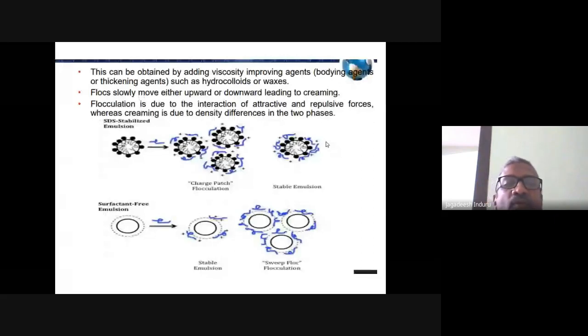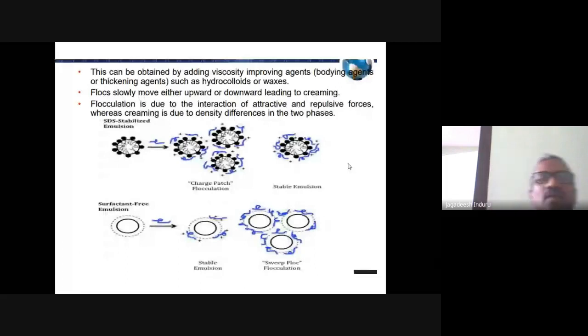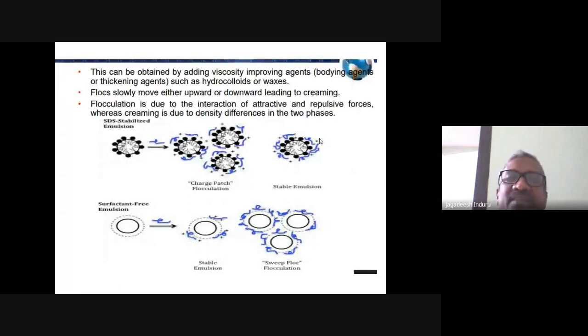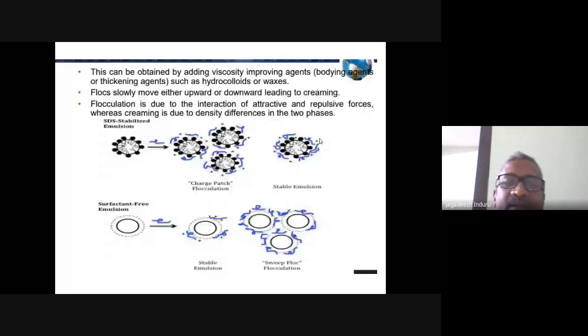Flocculation and creaming differ: in creaming, globules slowly move either upward or downward, while flocculation is due to the interaction of attractive and repulsive forces, whereas creaming is due to density differences. Flocculation is a change in the charge, and creaming is a change in the density. Most of the time, oil globules tend to cream because they are light in weight. They go to the top because of the density difference. Whereas in flocculation, they form agglomerates of globules, coming closer because of the attractive forces.